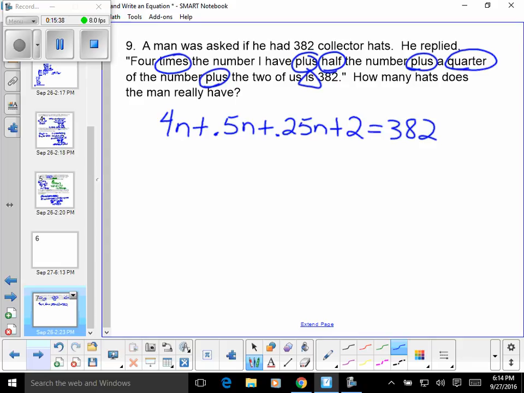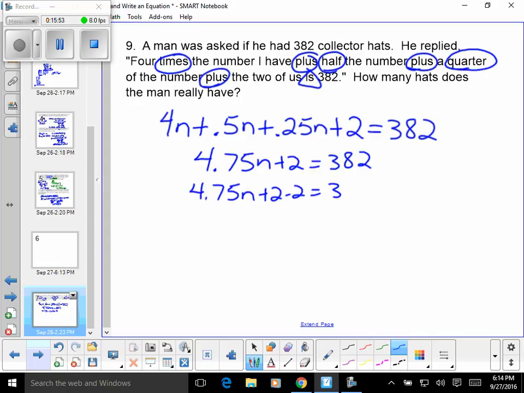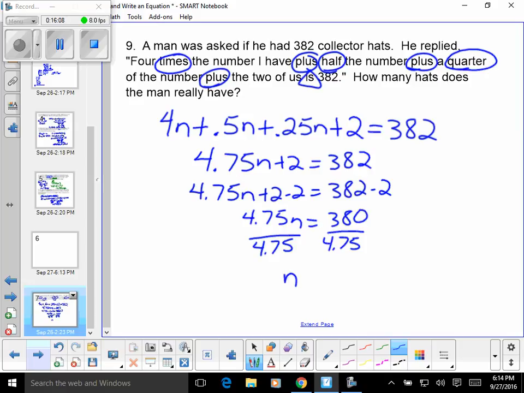Now I have to simplify and solve. 4.75n plus 2 equals 382. 4.75n plus 2 minus 2 equals 382 minus 2. 4.75n equals 380. Divide both sides by 4.75. And n is going to be, yes, this is a calculator problem, 80 hats. So no way does he have 382 collector hats, but he has 80.